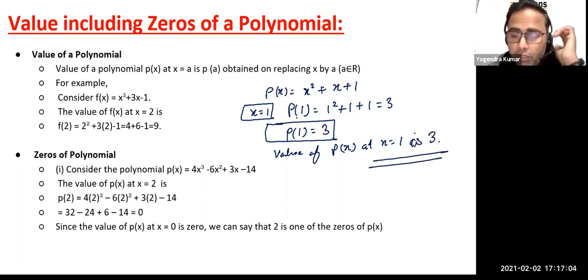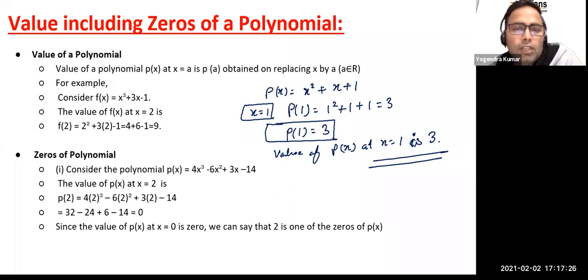This is very, very important. You need to make understanding out of it. That p of x is x square plus x plus 1, right? And then at x equals 1, we are getting p of 1 as 3. So p of 1 is 3. Value of the polynomial at x equals 1 is 3. So the value of the polynomial is 3 when x is 1.